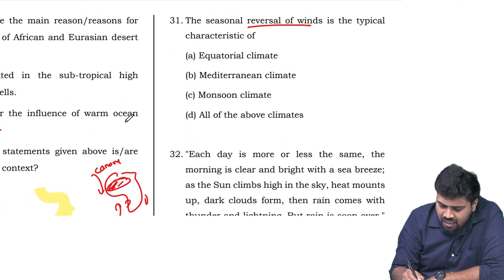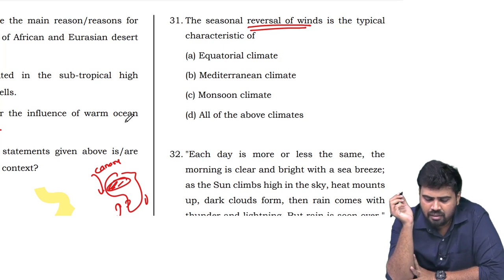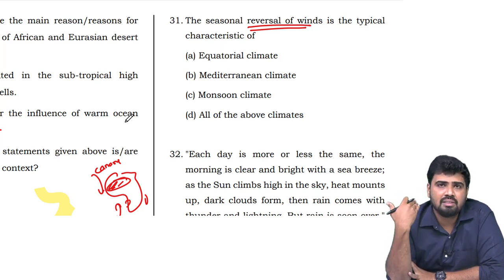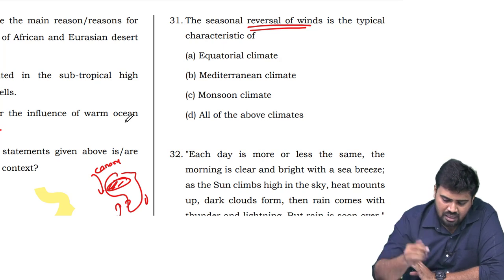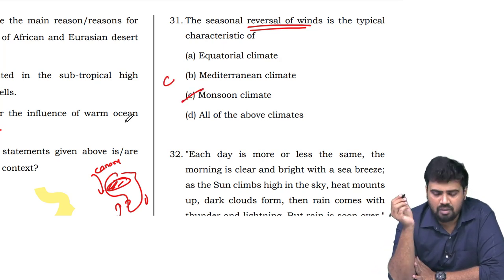31, the seasonal reversal of wind is the typical characteristic of reversal of winds. You know, that is a very easy question. It is monsoonal climate. 31, option C.